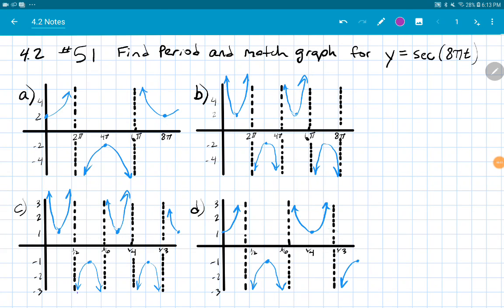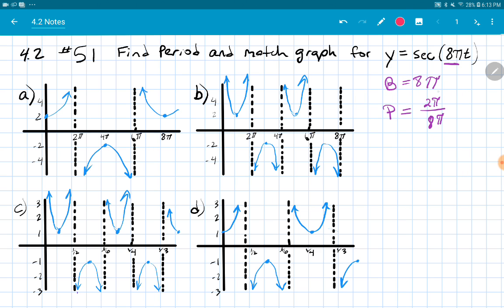In section 4.2, problem number 51, we're going to find the period and then match the graph for y equals the secant of 8 pi t. So the first thing I'm going to do is look for that period, and I know that b equals 8 pi. So the period is equal to the period of the parent function, which is 2 pi, divided by the absolute value of b, which is 8 pi.